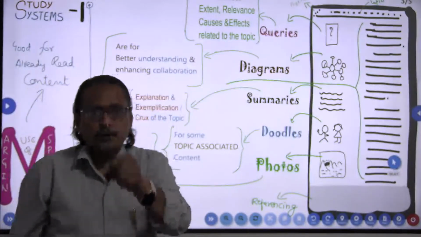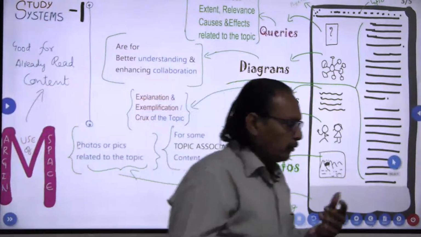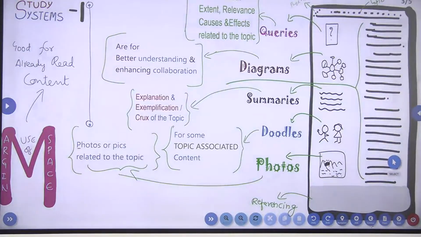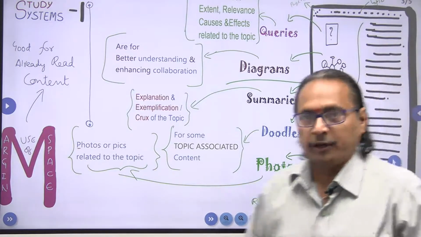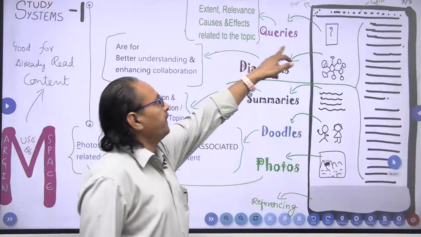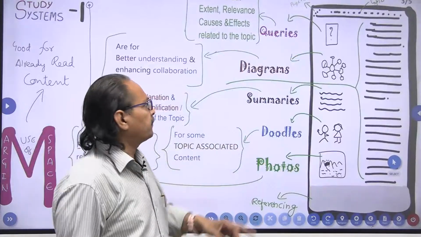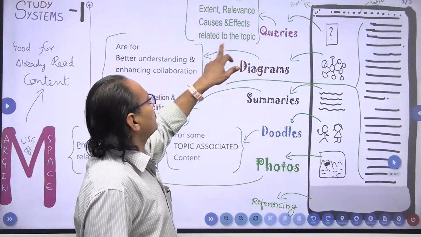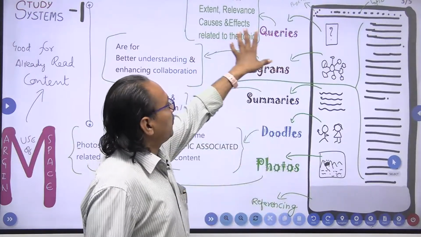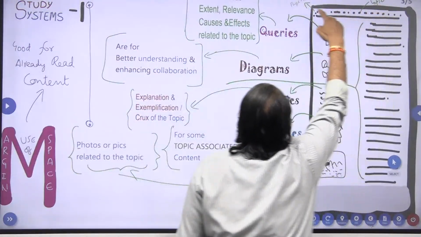Now I use the word extent here because I hope this video is not only applicable to the PU second year and first year students. I hope this video is applicable to most of the students. That is the reason why I use words like queries and summaries. Even these are useful to you as well. So you have extent, relevance, causes and effects, and other things related to the same topic. You should be writing only questions. Now you see, I don't give much importance to the top because it is already printed.